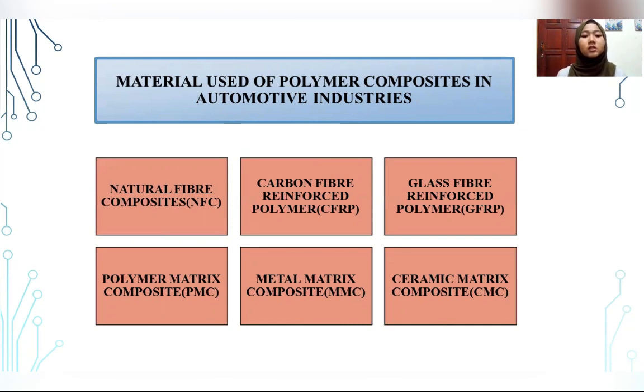First material is natural fiber composite, carbon fiber reinforced polymer, glass fiber reinforced polymer, and polymer matrix composite. Next, metal matrix composite, and the last one, ceramic matrix composite.